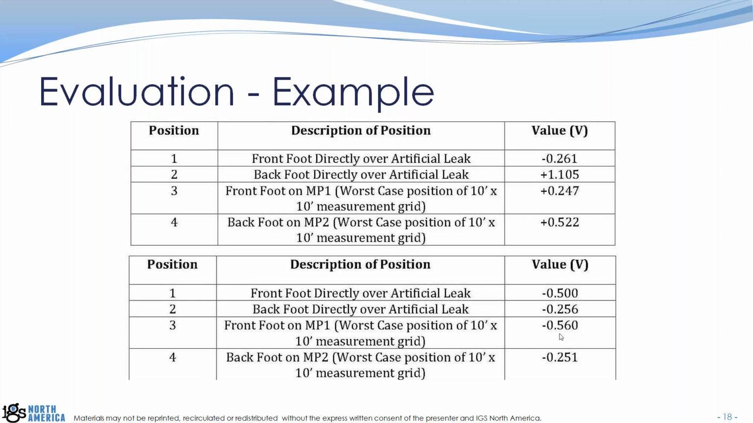I make the same measurements on MP1 and 2, and it's the same. Okay, this is bad news. This means that even if I'm right on top of a leak, I'm not going to see it, because there's no difference between being on top of that leak and being anywhere else in the survey area. So this is where you stop. You tell your client, this is not going to work. We need to isolate the survey area better, or this test is not going to happen.